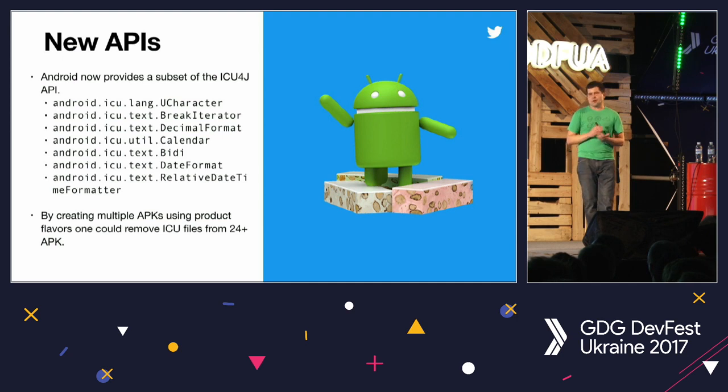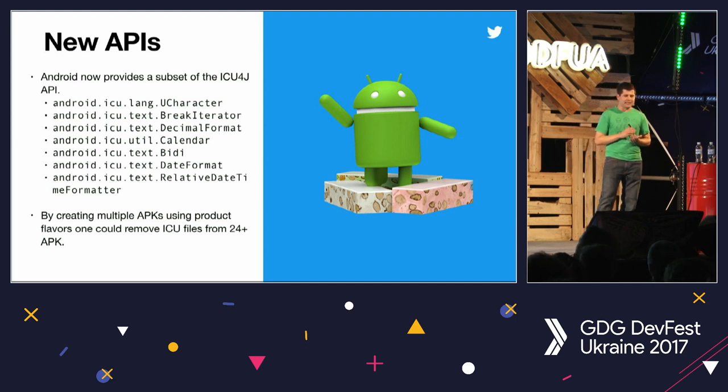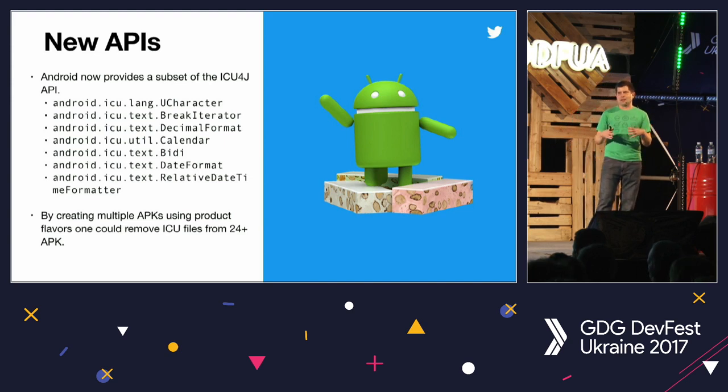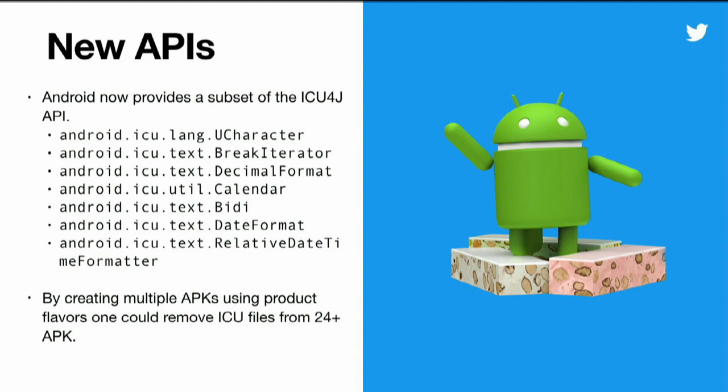And in Android 24 plus, they have some new APIs provided by ICU, just to make you aware of them. If you're packaging the ICU library, it's pretty big. So now it's included as part of Android. So you can create an APK split: 24 plus, you can use the built-in ICU libraries; 24 and below, you'd have to package your own. But this way, your APK would be smaller.